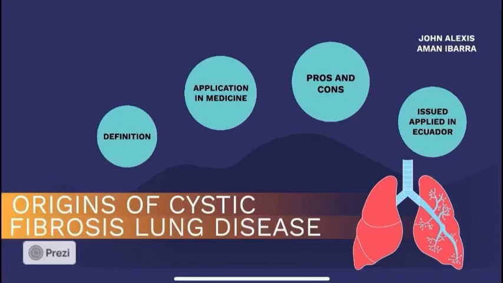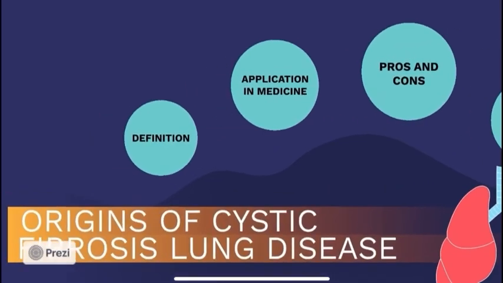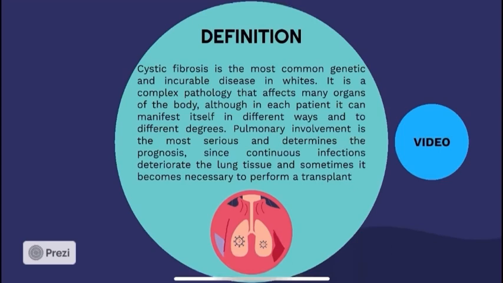Today I'm going to talk about the origin of cystic fibrosis lung disease. Definition: cystic fibrosis is the most common genetic and incurable disease in whites. It is a complex pathology that affects many organs of the body, although its age pattern it can manifest itself in different ways and to different degrees. Pulmonary involvement is the most serious and determines the prognosis. Continued infection deteriorates the lung tissue, and sometimes it becomes necessary to perform a transplant.